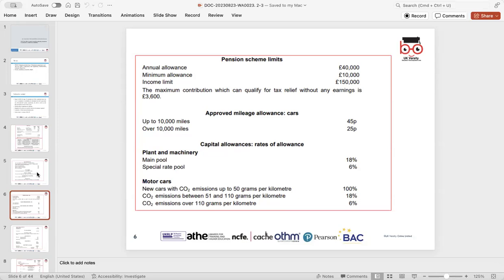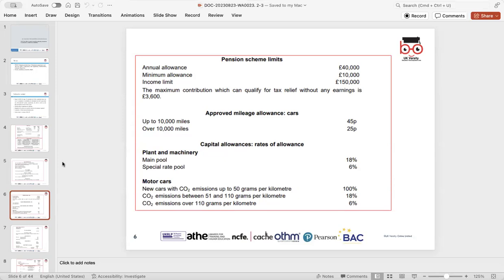So now we will talk about approved mileage allowance for cars for business related travel. There is a mileage allowance set by HMRC for the first 10,000 miles. The rate is 45p per mile, and for mileage exceeding 10,000 miles, the rate reduces to 25p per mile.